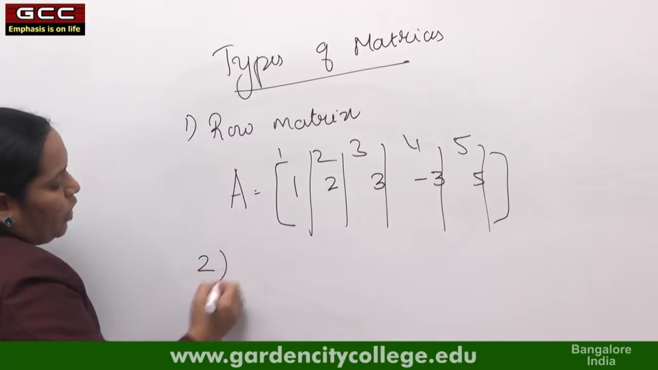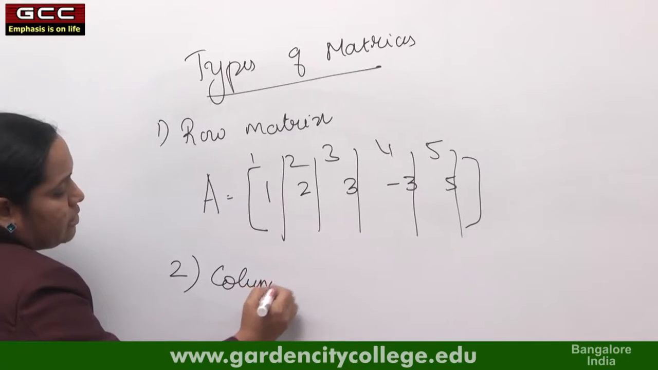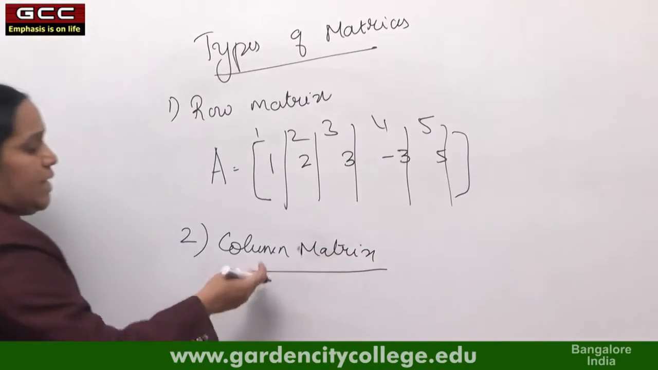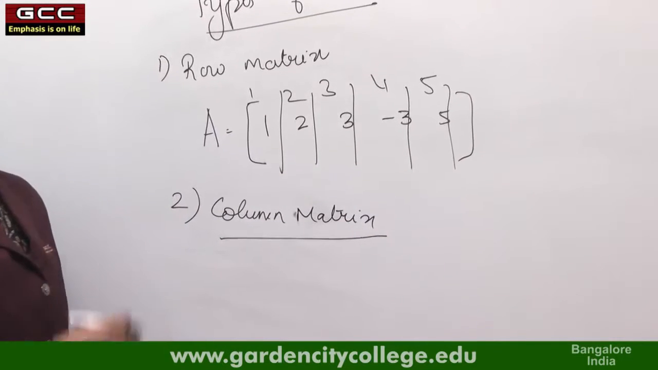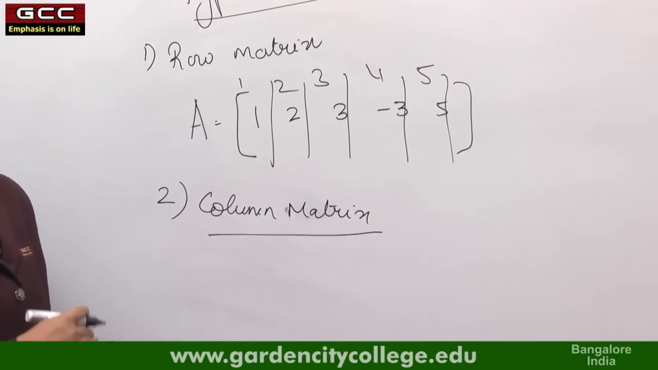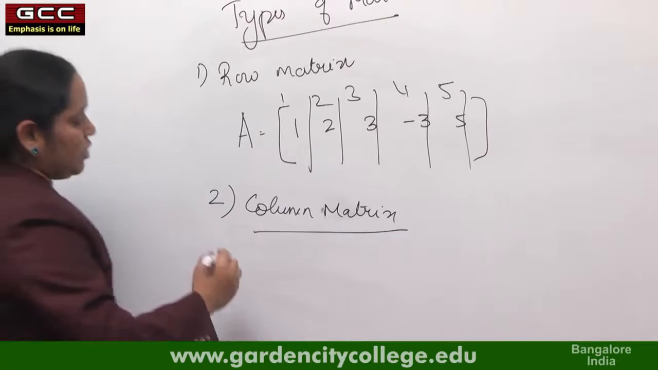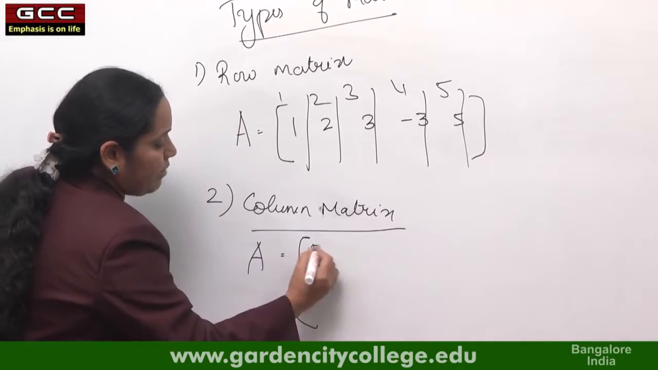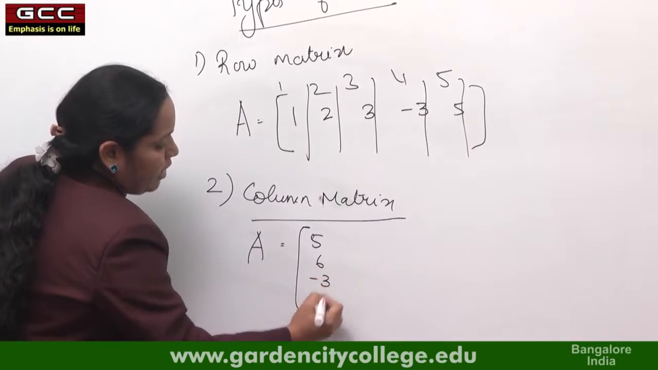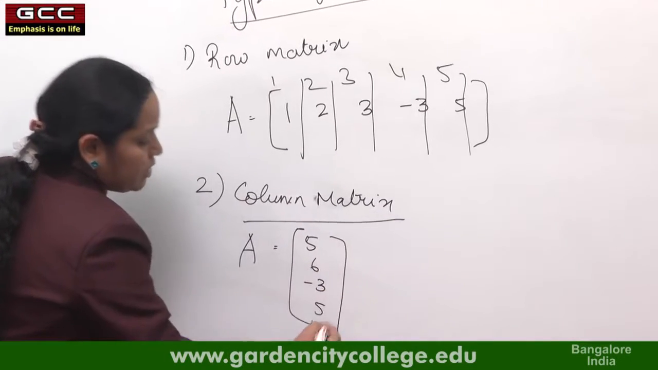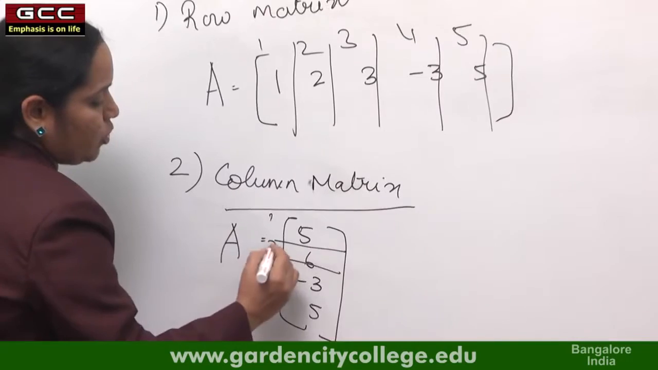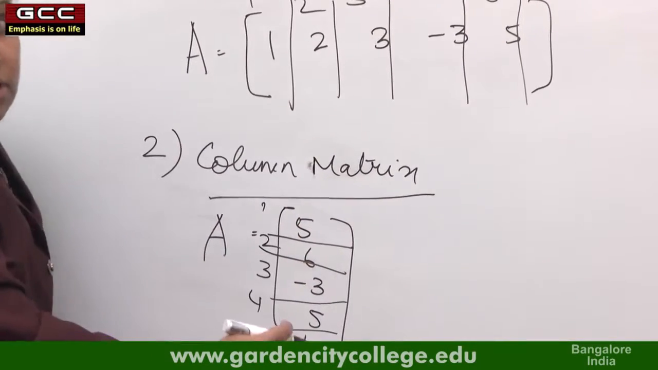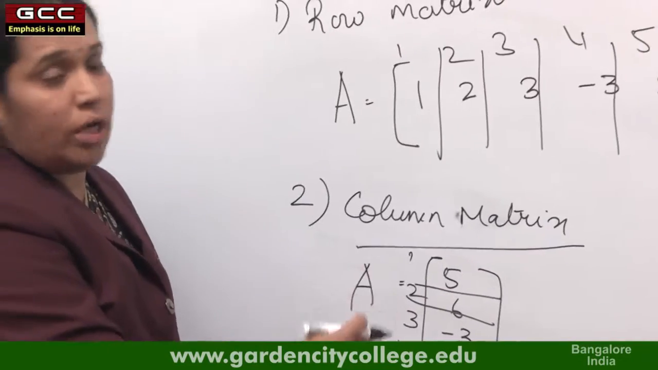The second type is the column matrix. As the name says, a matrix which has only one column and any number of rows is called a column matrix. I can write a column matrix as A is equal to 5, 6, negative 3 and 5. This matrix has 4 rows but only one column. Such a matrix is called a column matrix.